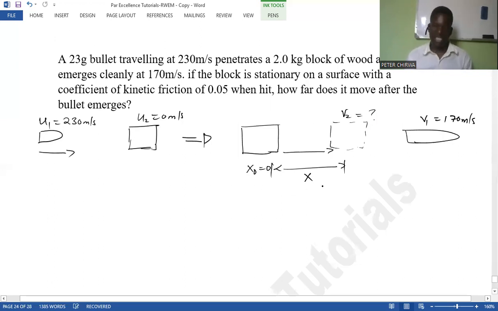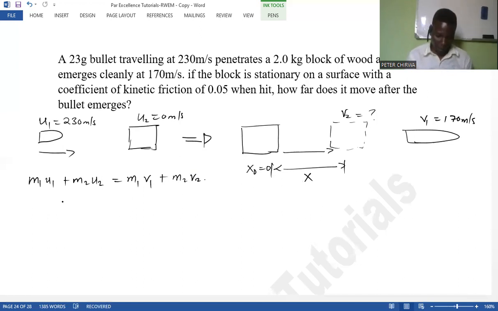We use first the conservation of linear momentum. The initial momentum of the bullet plus the initial momentum of the block should be equal to the final momentum of the bullet plus the final momentum of the block. Here it will help us find the final speed with which the block moved, for us to know how far it moved. The block's initial momentum is 0 because it was at rest.